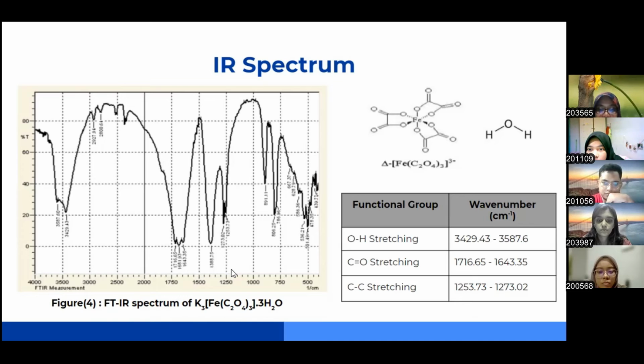So the OH stretching bond we can observe from the OH from the water molecules, and then the CO stretching bond, and then the CC stretching bond from the ligands of this complex, which is oxalate. Next.